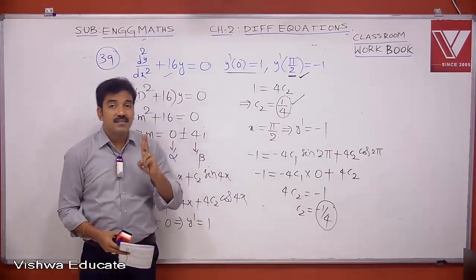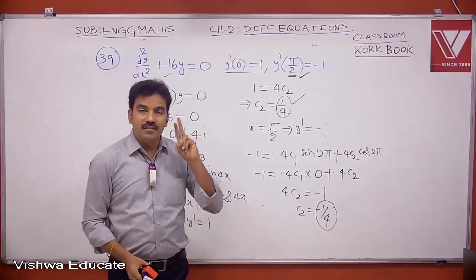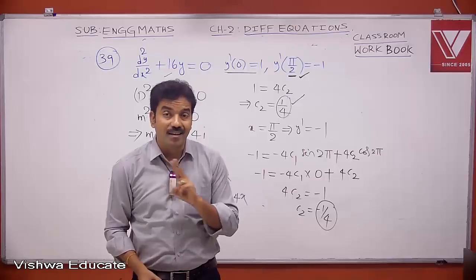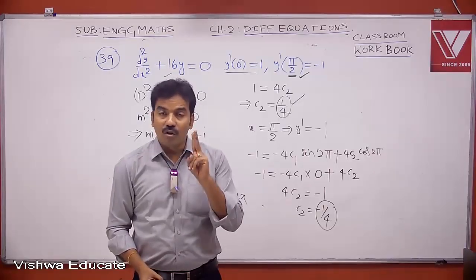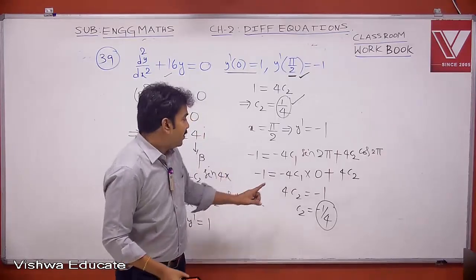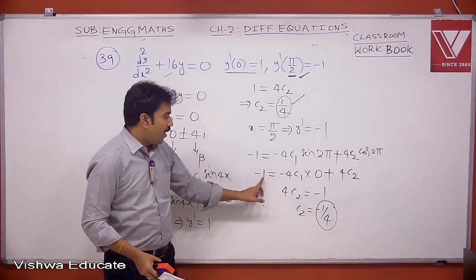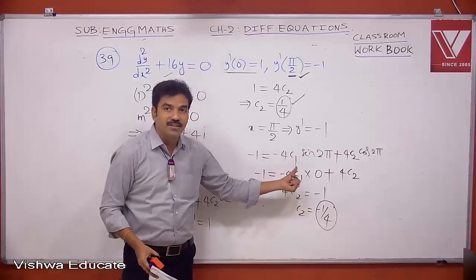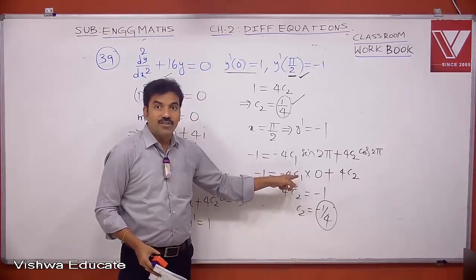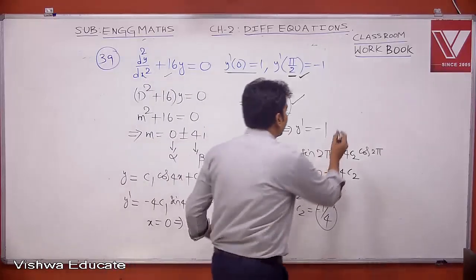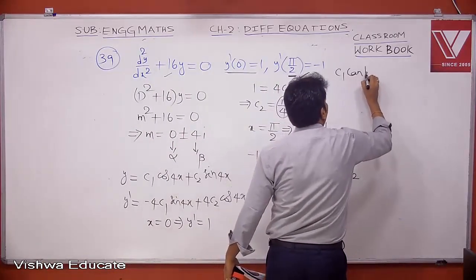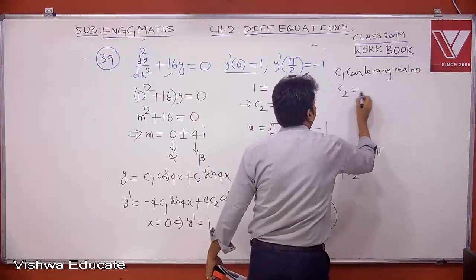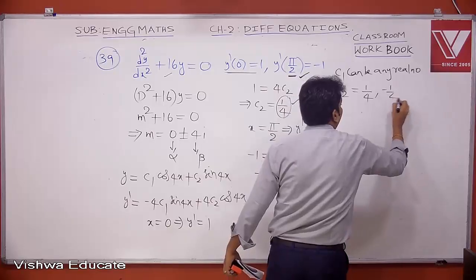So you may feel that since C2 is taking two different values, this differential equation with these particular boundary conditions has exactly two solutions. No, certainly it's not the right answer, because we got two different values for C2, but C1 can be any number, because minus 1 equal to anything into 0 plus 4c2. This C1 can be anything, because it is multiplying with 0. Anything into 0 is 0. Therefore this C1 can be any real number. But C2 values are, one value is 1 by 4, another value is minus 1 by 4.